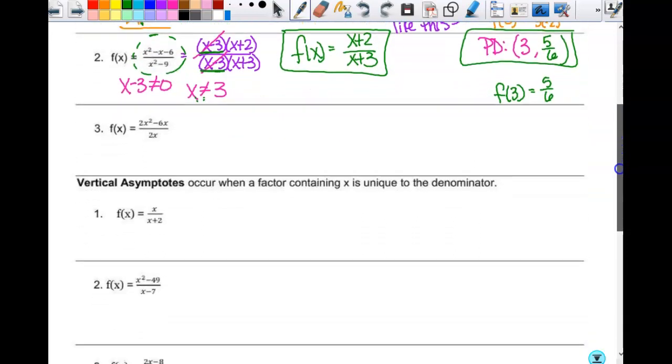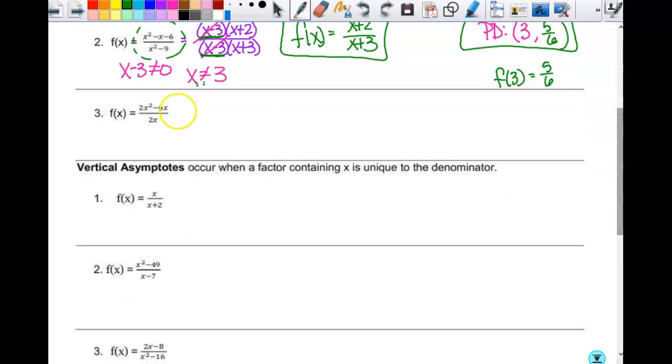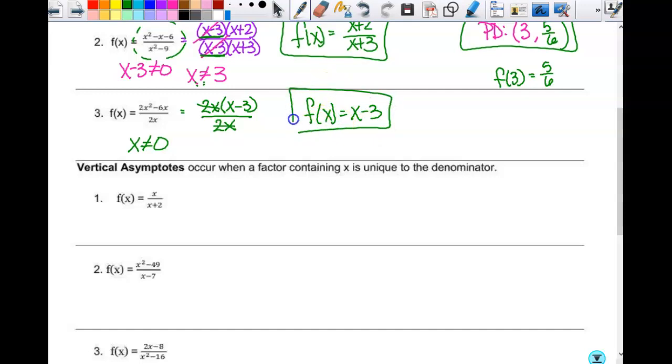All right. So let's look at number 3. I'm going to factor in the numerator. I'm going to factor out a 2x. That leaves me with x minus 3. In the denominator, I have a 2x. I can cancel out the 2x, which means x cannot equal 0. You've got to come up with that before you cancel it out, so it's not like it's gone and you forget to even worry about it. So I cancel that out, so I get f of x is equal to x minus 3. So my function is basically a line. And then I'm going to have point discontinuity at 0, and then I have to find f of 0, which is going to be negative 3.